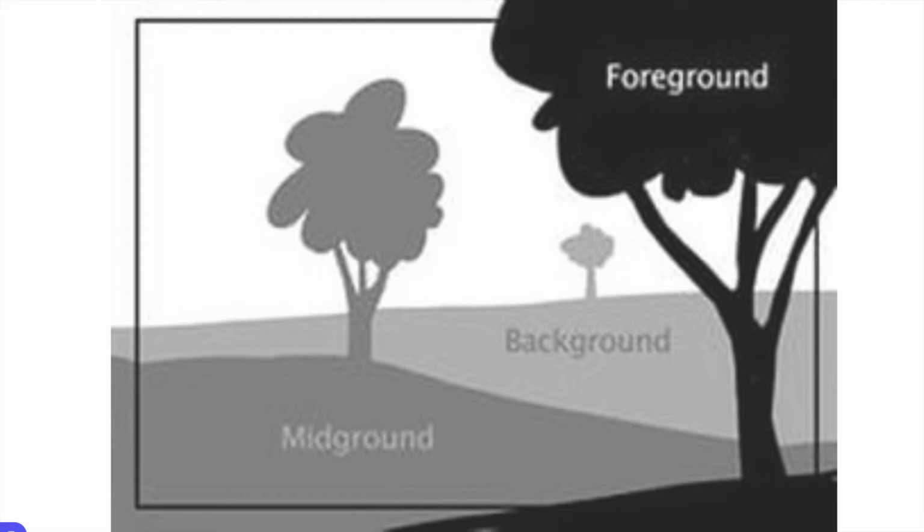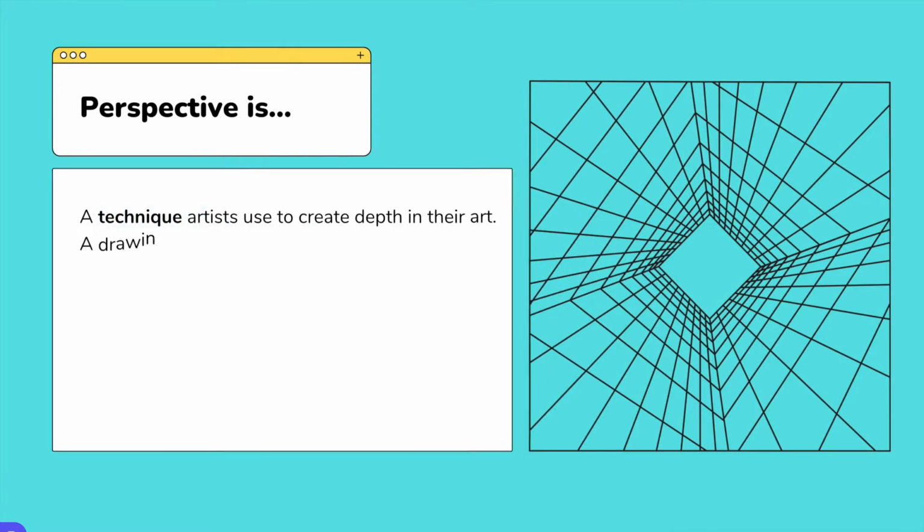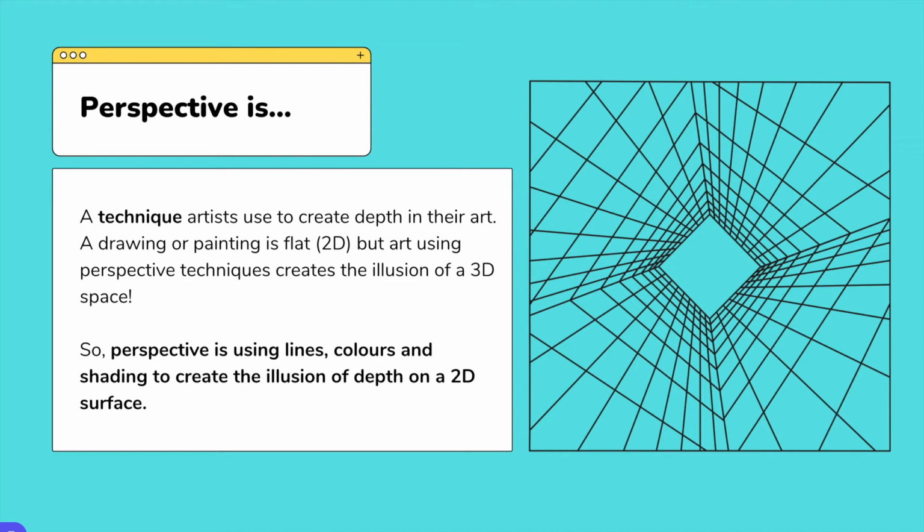Well, we've already learned about how art can have a foreground, middle ground, and background. And perspective is a technique that artists use to create depth in their art. A painting or a drawing is a 2D flat surface, but if an artist uses perspective techniques, it creates the illusion of a 3D space, as we're seeing here in this picture. So perspective is using lines, colors, and shading to create the illusion of depth on a 2D surface. Create the illusion of space.